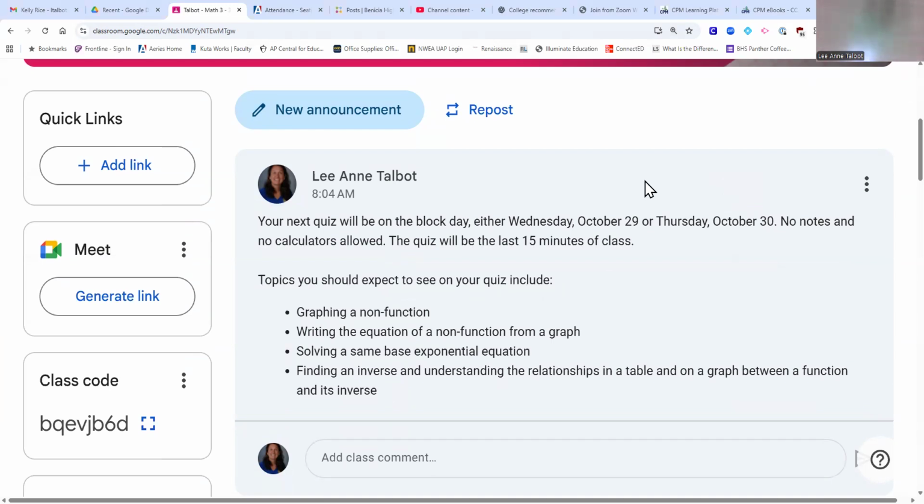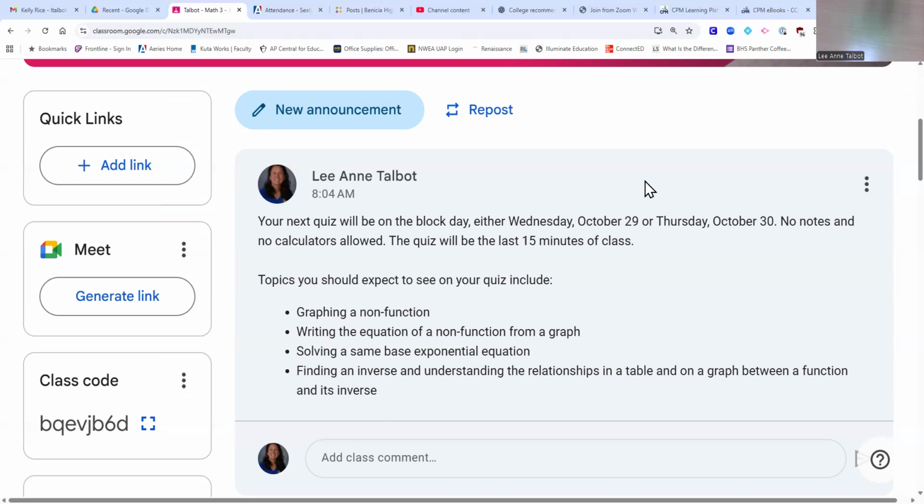Number one, graphing a non-function. There's only two possibilities. Do you know what those two possibilities are? Sleeping parabola. No, parabola is a function. Circle. You only have two options for graphing a non-function: sleeping parabola and circle. That's it. So you can narrow your focus down to sleeping parabola and circle, which is good. Writing the equation of a non-function from a graph. So that's the same thing.